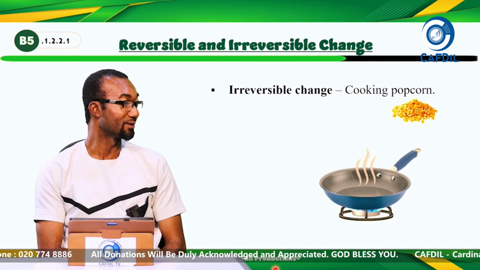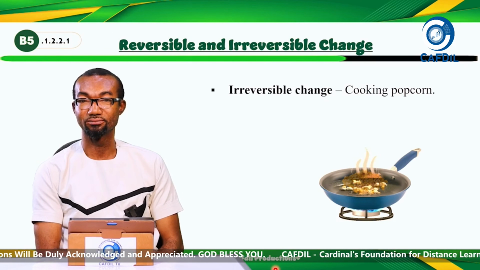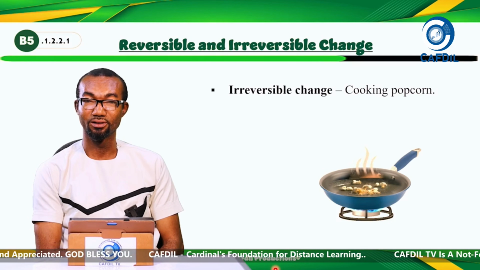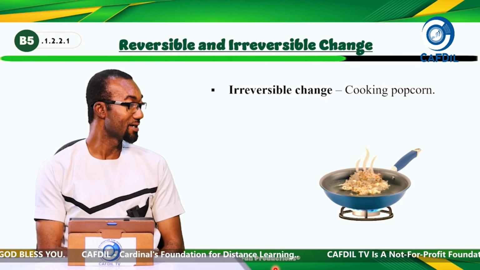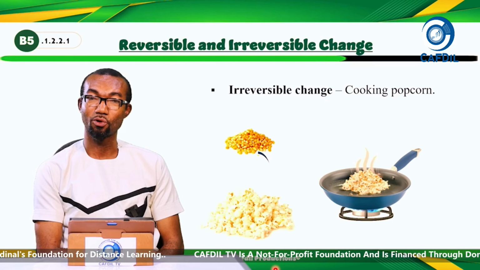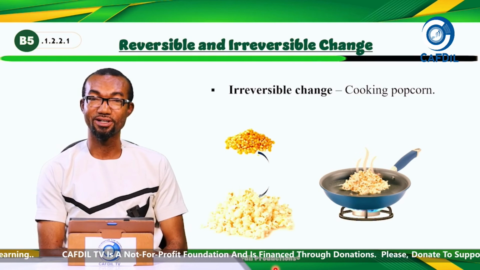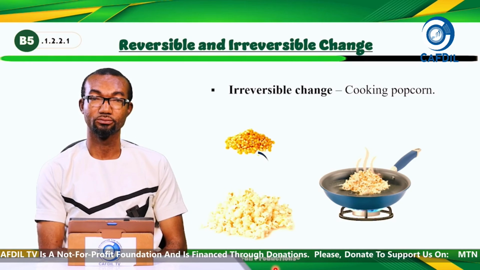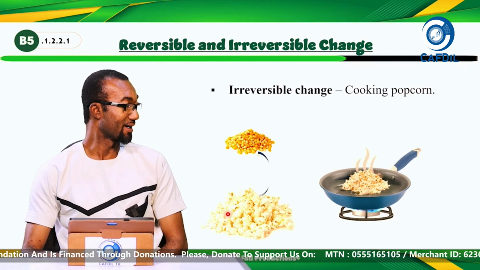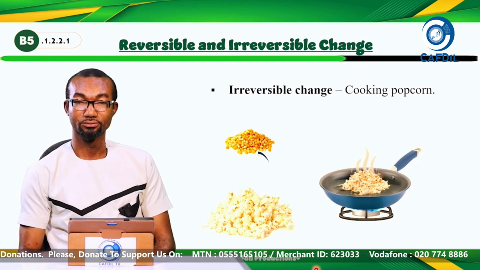And what do we do? We fry it. So when we fry the maize, it changes to popcorn. And if I come and I tell you to change the popcorn back to maize, it will be very difficult. So cooking popcorn is an irreversible change, because this popcorn can never be changed back to maize. Good.